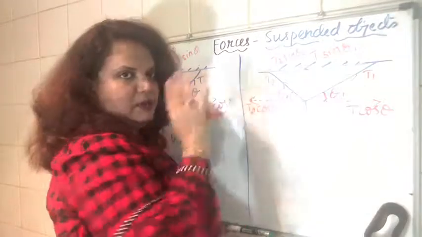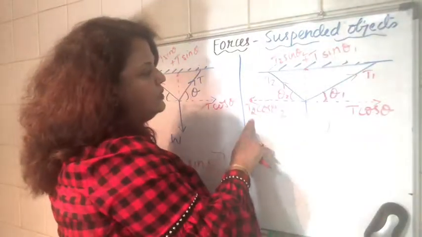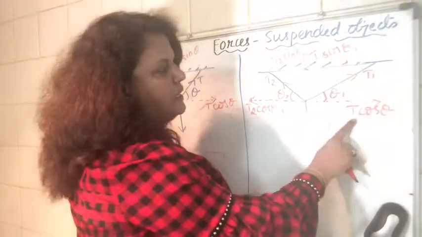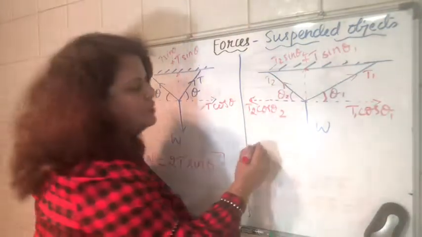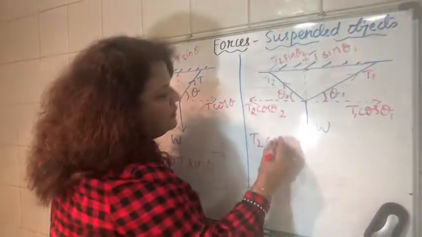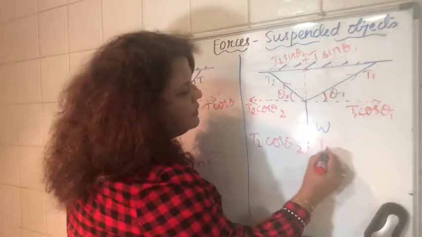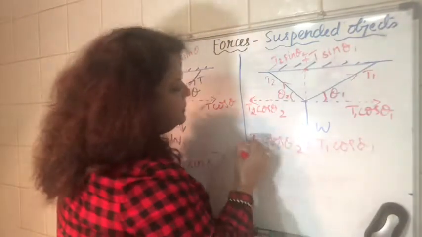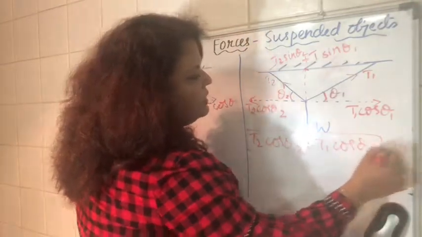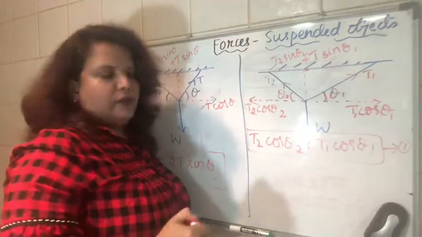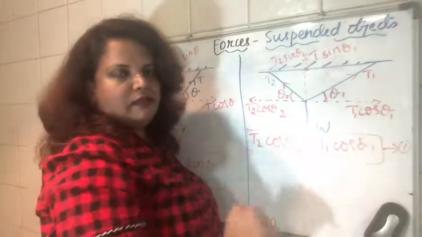Now here also it's in equilibrium. Hence, your T2 cos theta 2 value must be equal to T1 cos theta 1. So the first equation will be T2 cos theta 2 equals T1 cos theta 1. So we've got one of the equations. That is the horizontal equation, the x direction. We have combined the values.